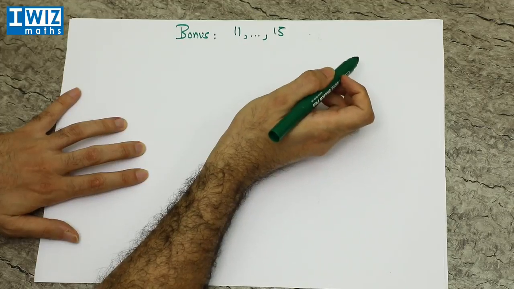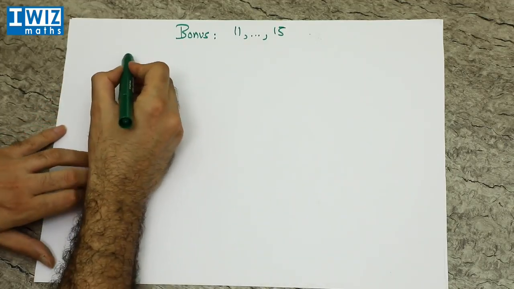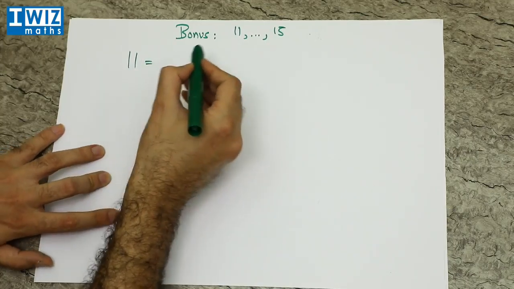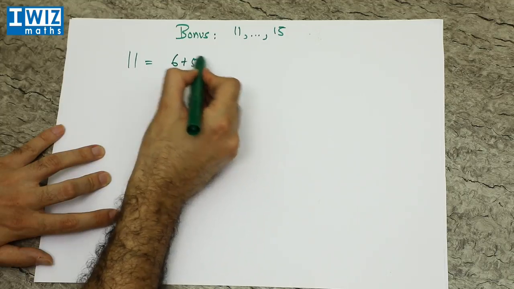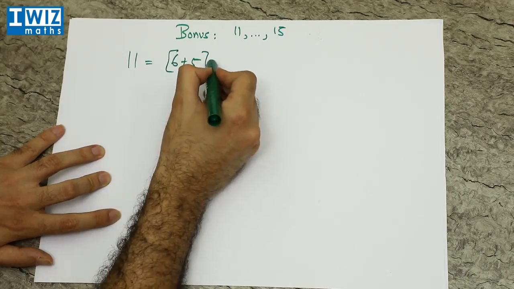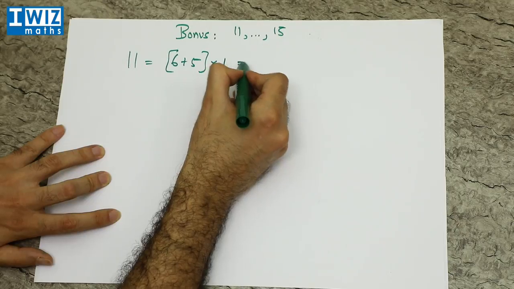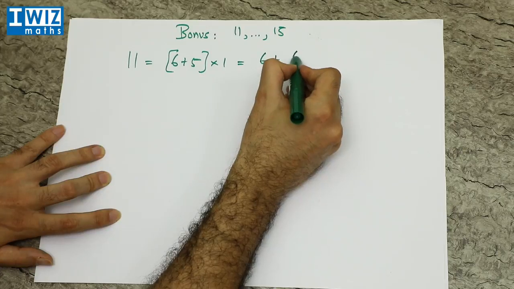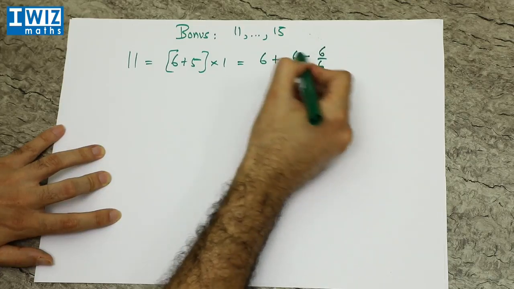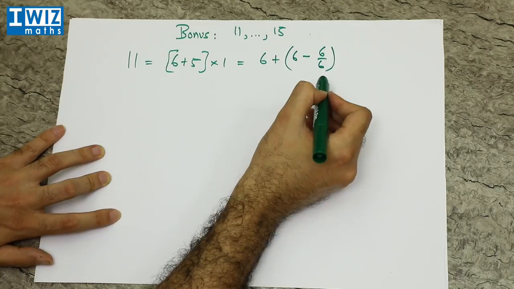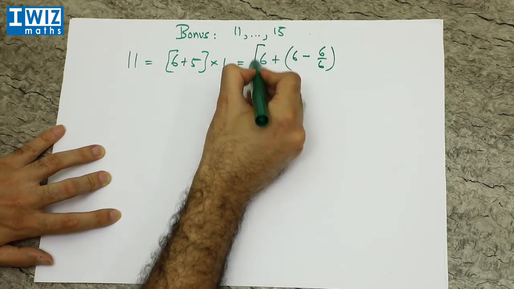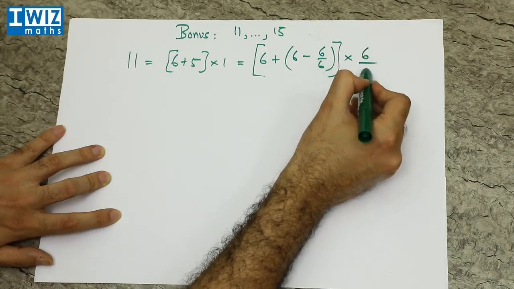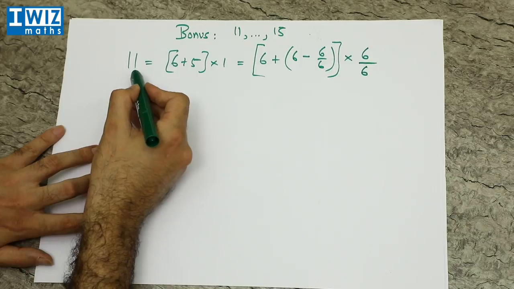So if we wanted to get to the number 11, we can think of 6 plus 5, which is 11, times 1. So we can write that as 6 plus 6 minus 6 divided by 6, which is 6 plus 5, and you put a bracket around that and you multiply that by 6 divided by 6, which gets us 11.